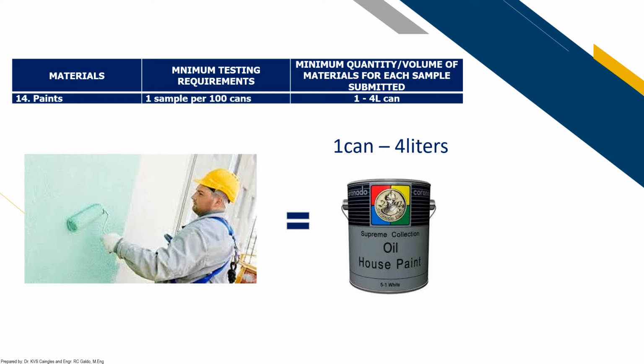Okay? Next is for paint. So we are going to obtain 1 can that would correspond to 4 liters, no? Kaya usually ang 1 can of your paint is 4 liters man siya. So you're going to obtain 1 can per 100 cans of paint, based sa imong bill of quantities, no. Kung nakay 200 cans, no, man estimate nimo, so you are going to submit 2 cans, no, which is ang 4 liters each na siya, that you are going to submit for testing. Okay.